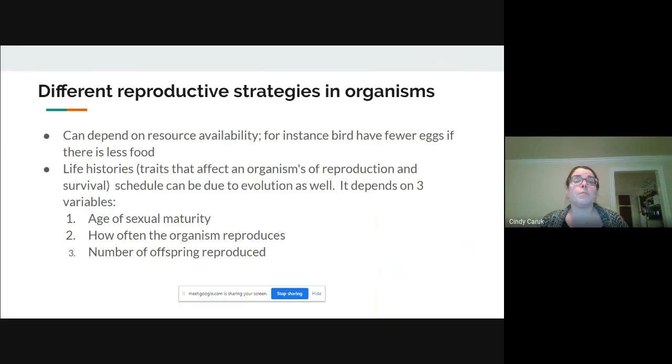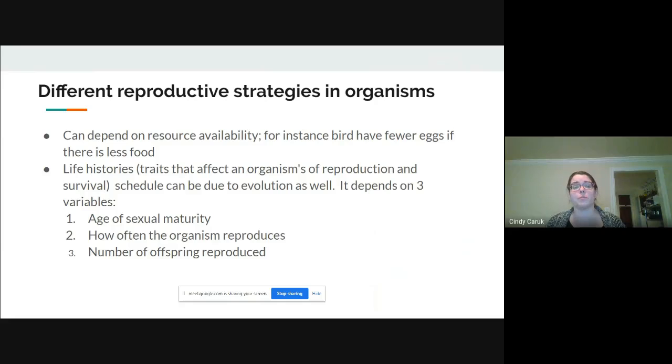Okay. Different reproductive strategies. This can depend on resource availability. For instance, birds, we talked about, have fewer eggs if there's less food available. They'll have a smaller clutch size. And also life histories. That's what affects the organism's reproduction and survival. And this is due to evolution as well.